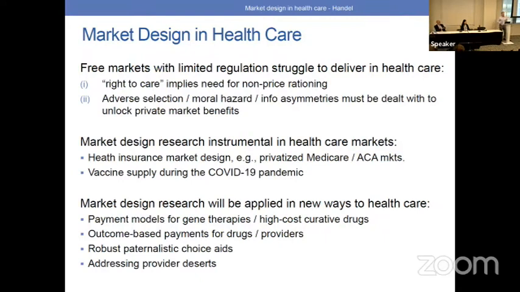In addition to those topics, which are a little more studied, I'm going to talk about some new directions or new areas that I think are potentially very promising. Those include payment models for gene therapies, which are an important direction going forward, but also a stand-in for high-cost curative drugs in general. I'm also going to talk a little bit about outcomes-based payment models for drugs and providers, robust paternalistic choice aids, and I'll explain what that means. And then addressing provider deserts, issues where there's limited access to providers, which is in some sense a market failure in certain settings.